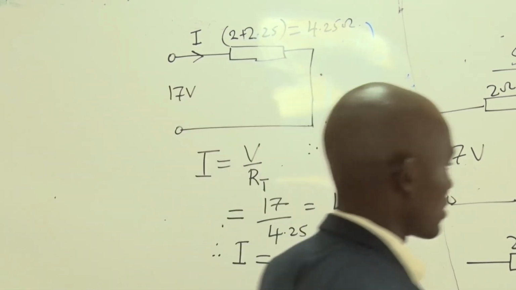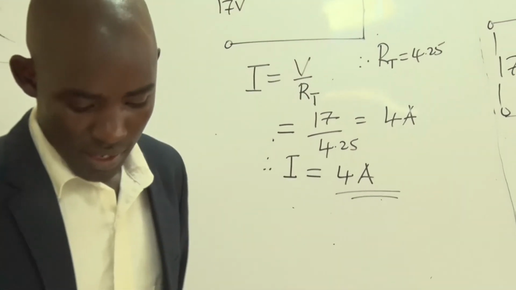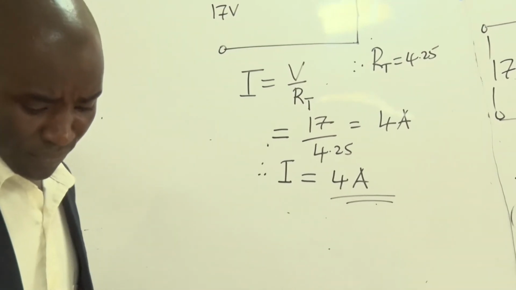But what was the question? The voltage drop across the 2 ohm resistor. We have a number of steps that we want to undertake.